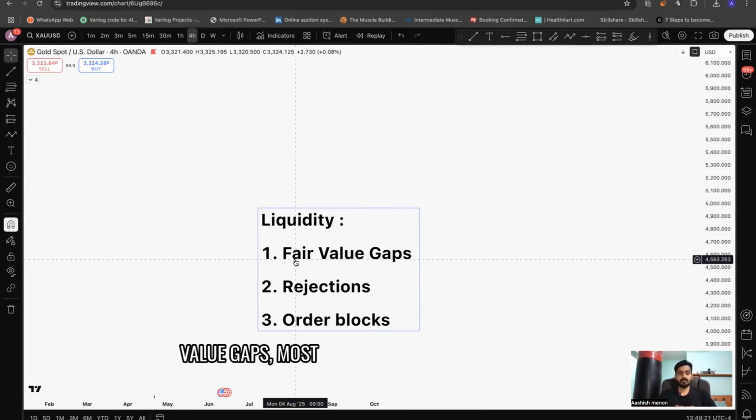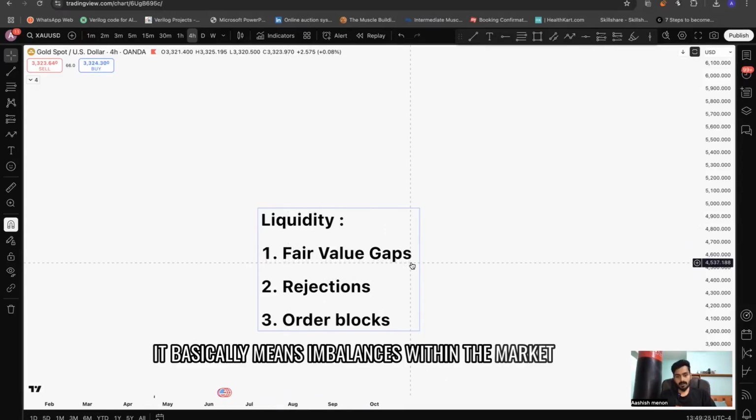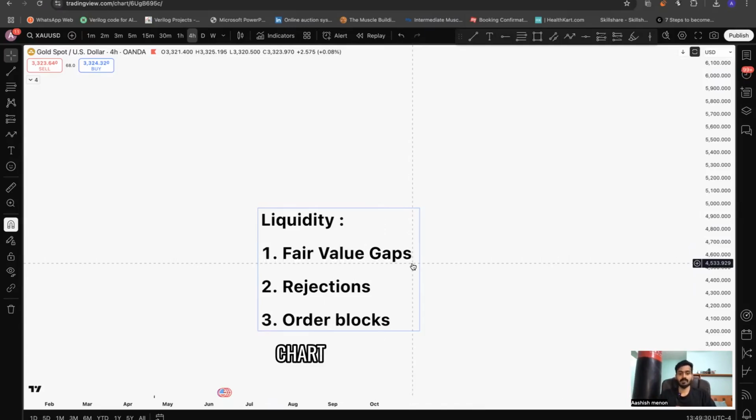Fair value gaps, most of you at least would have heard about it. It basically means imbalances within the market when price goes erratic within the chart.